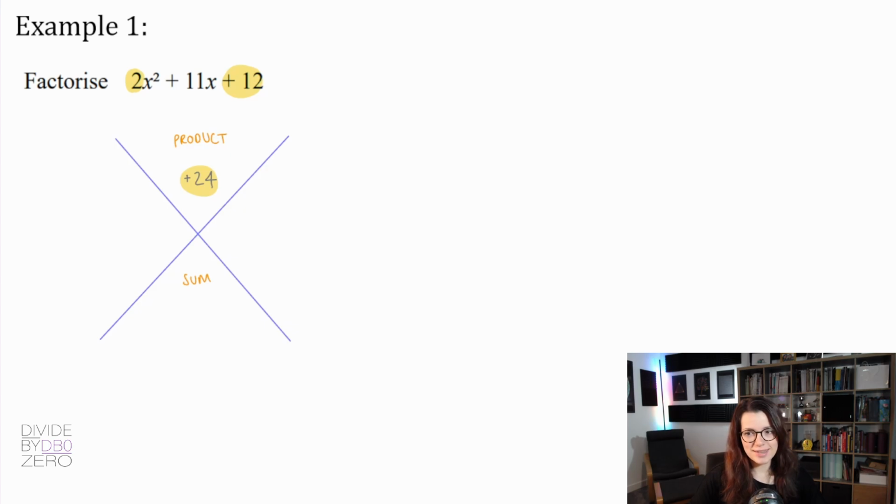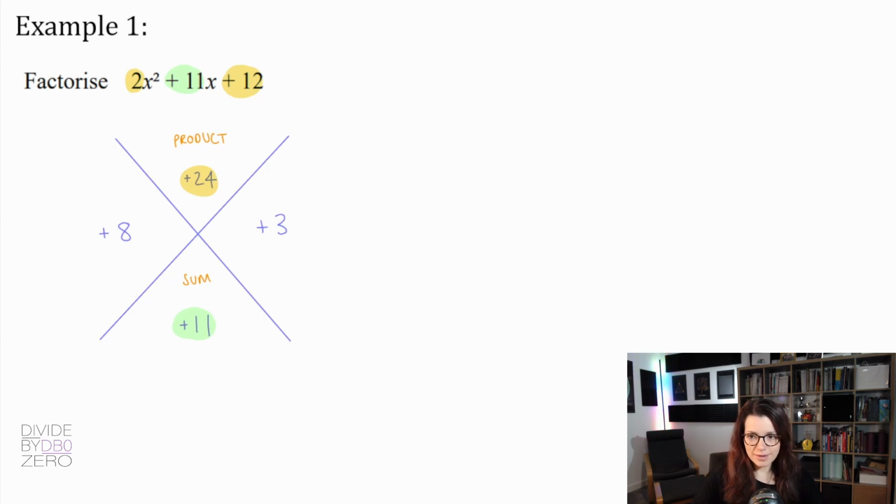Next, you take the number that's in front of the x, so 11 in this example, and you put that where it says sum. Our job now is to think of two numbers that times to give 24, but add to give 11. So the product we want to be 24 and the sum we want to be 11. The two numbers that work for that are positive 8 and positive 3. So those are the numbers that go on the sides of the X.